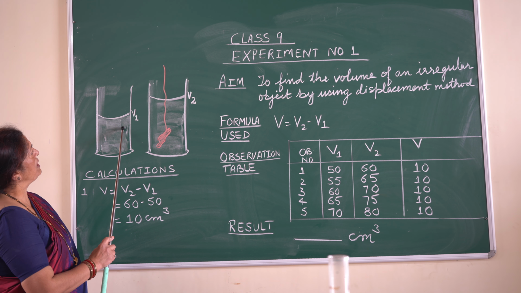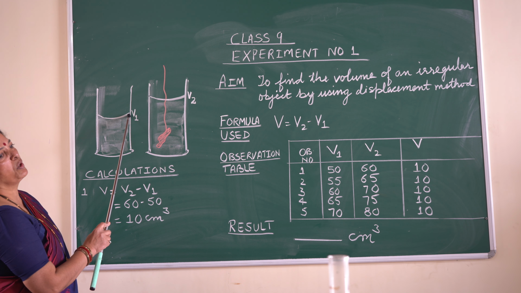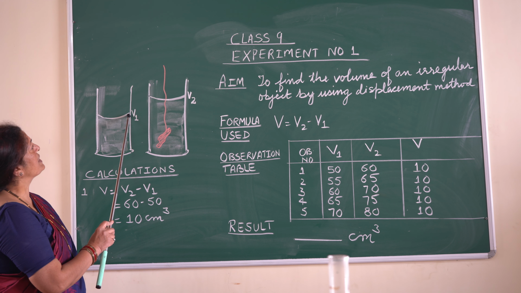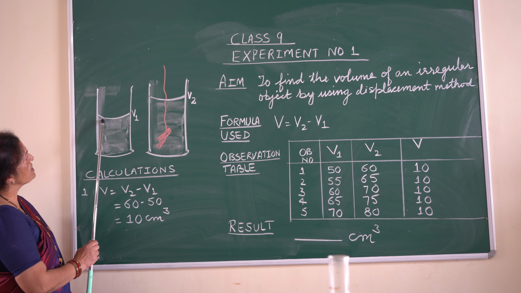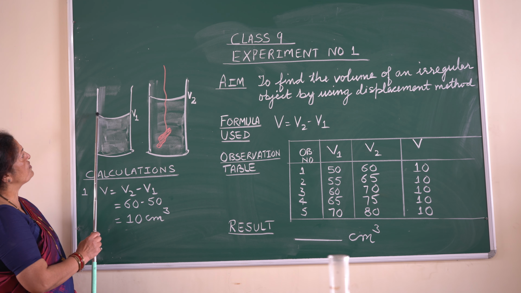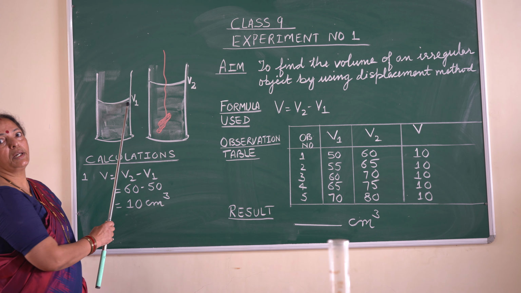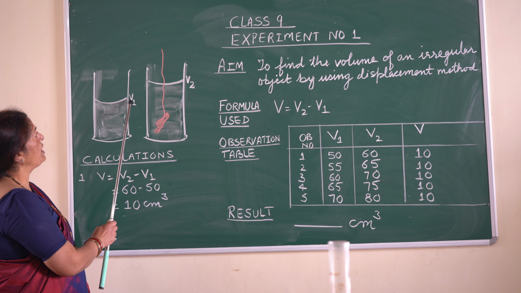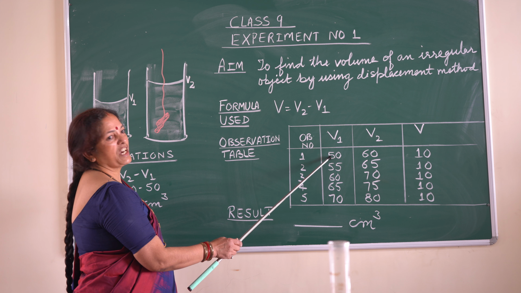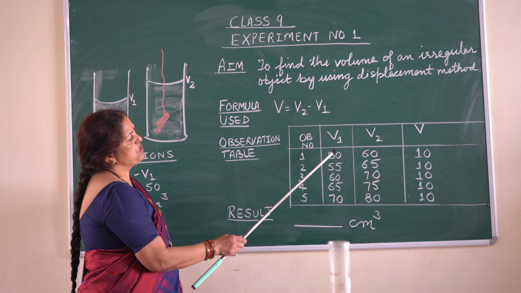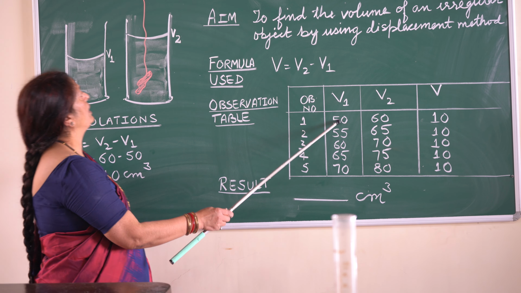Fill the measuring cylinder with a little amount of water. Let's suppose V1 is the volume of water taken in the measuring cylinder. Please make sure that you read the lower meniscus of the water here. The concave surface of water has been shown. So you are going to read the lower meniscus of water in the measuring cylinder, and that will be V1, which you are going to fill in the observation table which has been made here. Let's suppose we start with 50 centimeter cube volume of water in the measuring cylinder.